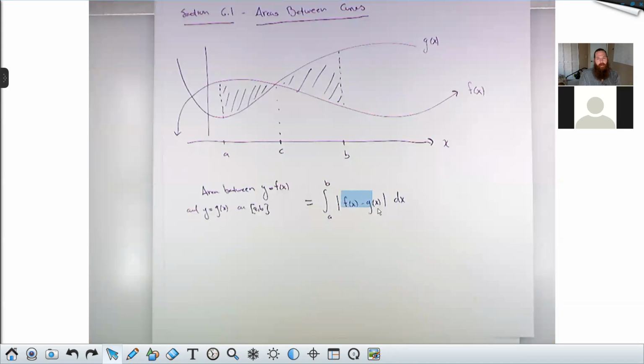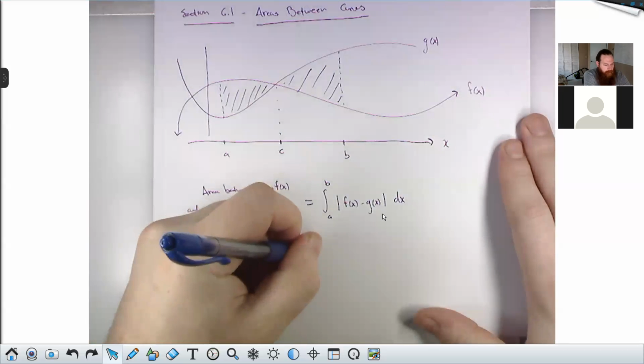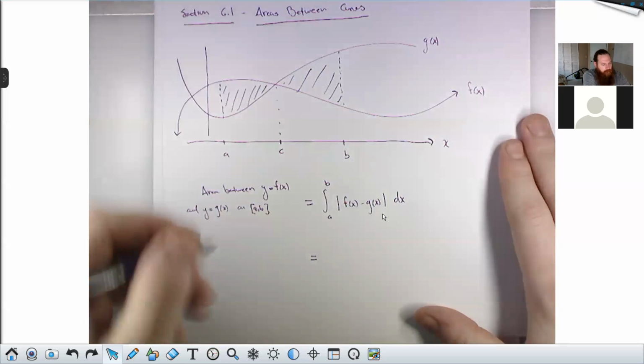If f minus g is positive, if f is bigger than g, then the absolute value of f of x minus g of x is just f of x minus g of x. If f is smaller than g, so f of x minus g of x is negative, then the absolute value of f of x minus g of x is the negative of f of x minus g of x, which is g minus f. But in this case, I would write it like this, and this is how I would encourage you to go through these things.